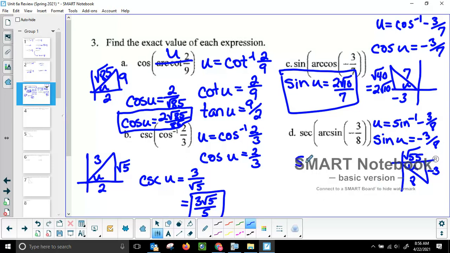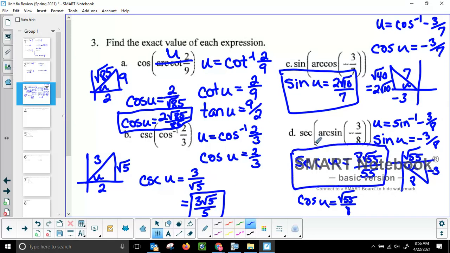So now I'm really just looking for secant of u. Secant is the reciprocal of cosine. So if you want to find cosine first, that's fine. Cosine is adjacent over hypotenuse. So this would just be root 55 over 8. So secant is the reciprocal of that. So that's going to be 8 over root 55, but we'll have to rationalize. So 8 root 55 over 55. And that is our final answer.